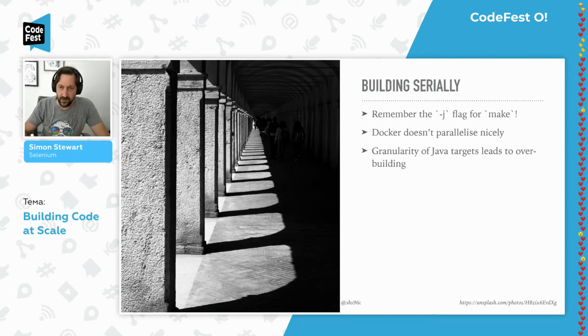Gradle used to do this until fairly recently, and lots of projects do this, right? So there are things we can do to make this a bit simpler. We can pass the -j, the jobs flag, to make, and then it will do its best to parallelize. Docker out of the box doesn't parallelize nicely. I think there is some work coming in later releases in BuildKit, I think it is, that helps to address this, but it's still very problematic.